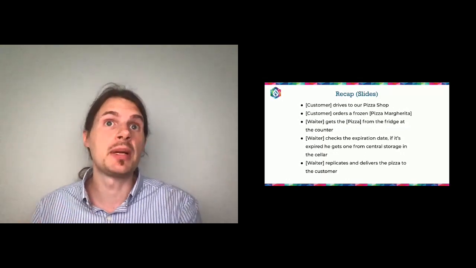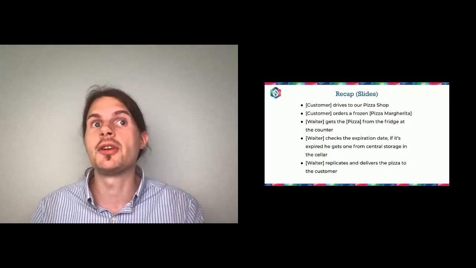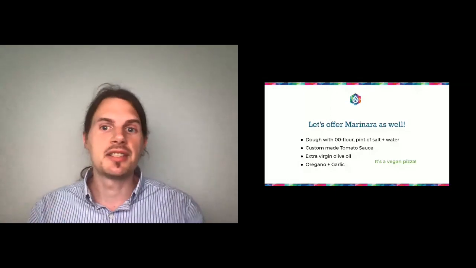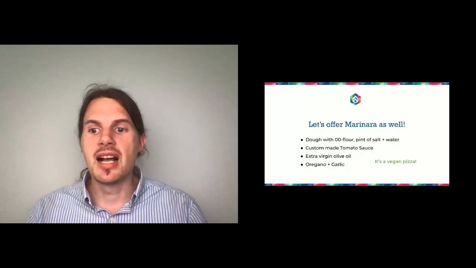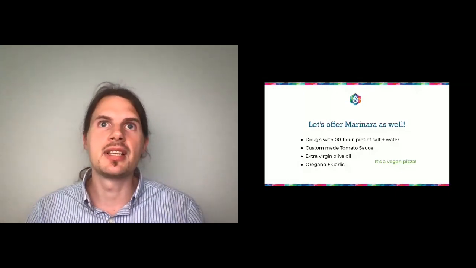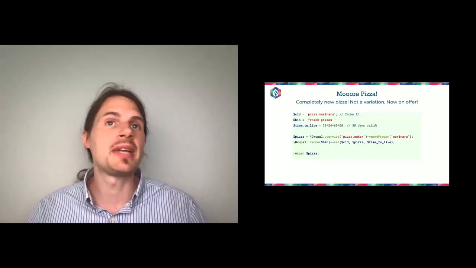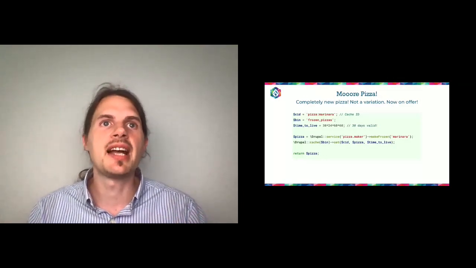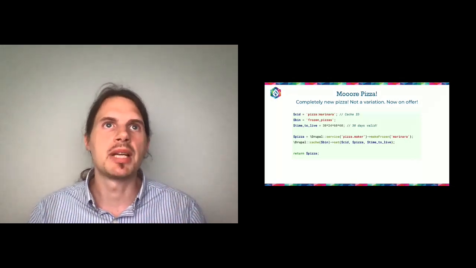Now we want to offer marinara as well. The same dough, custom-made tomato sauce, extra virgin olive oil, oregano, and garlic. It's a vegan pizza, yeah. So it's good for all my friends in the theming community. It's a completely new pizza. It's not a variation. It's now on offer. So we have this pizza margherita, marinara. We make it in the same way, basically. You change the cache ID, make frozen.